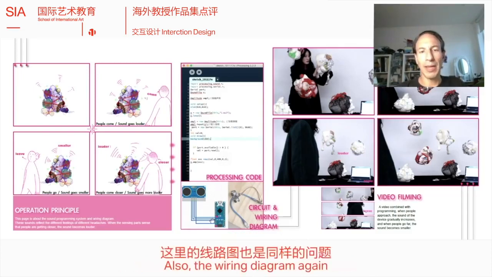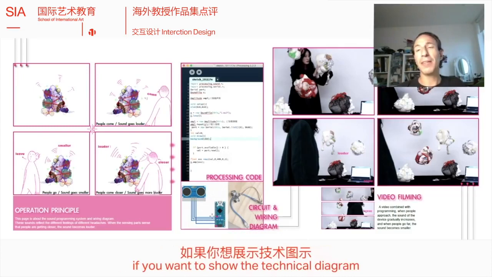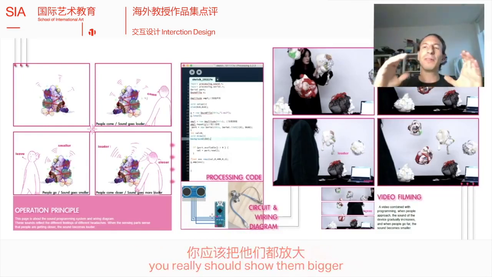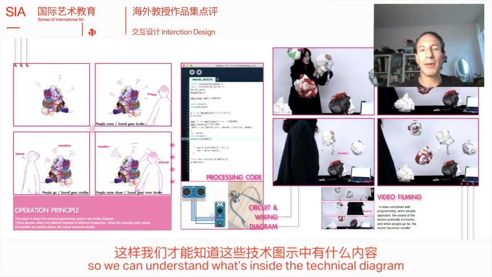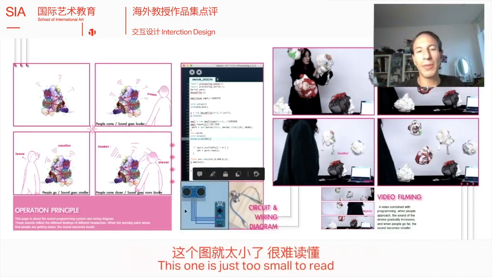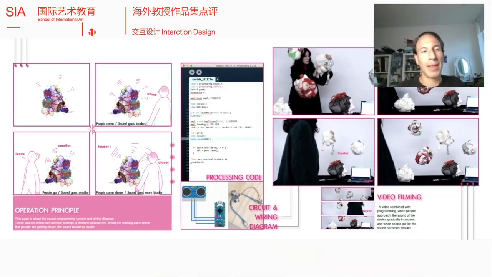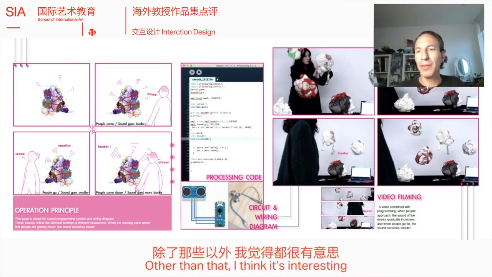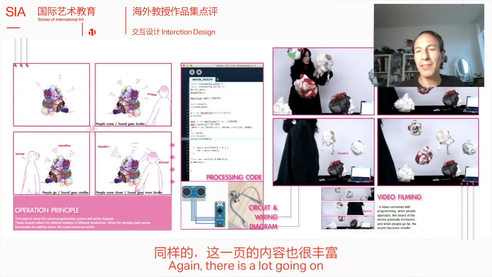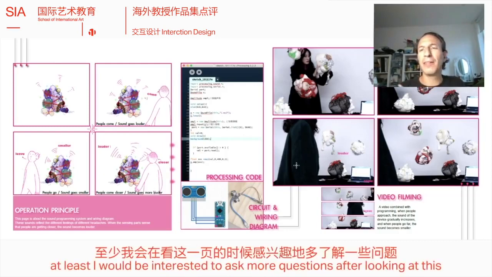Also, the wiring diagram, again, if you're going to show technical diagrams, you really should show them bigger so we can understand what's inside that technical diagram. This one's just too small to read, so it's hard to get a sense of what's actually happening in it. Okay, other than that, I think it's interesting. Again, there's a lot going on. I would be interested to ask some more questions after looking at this.